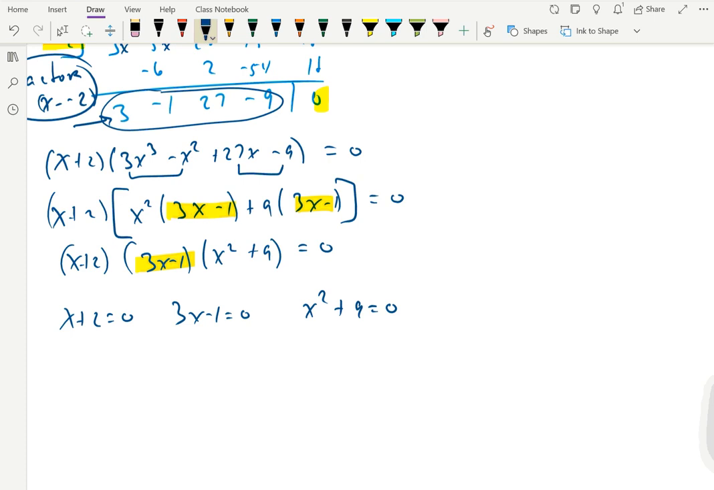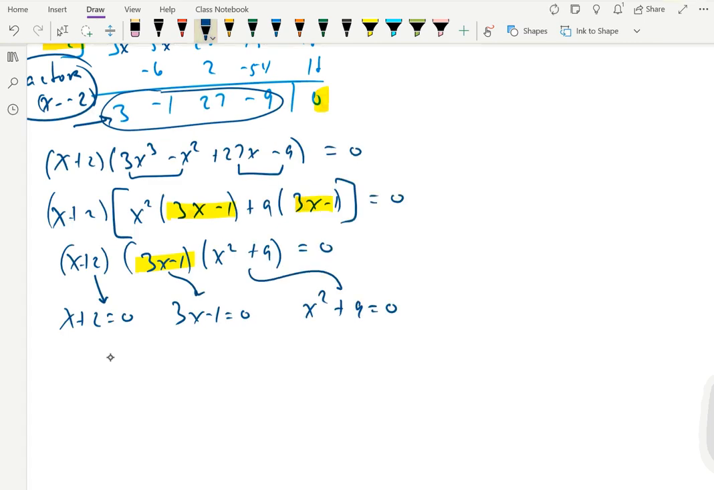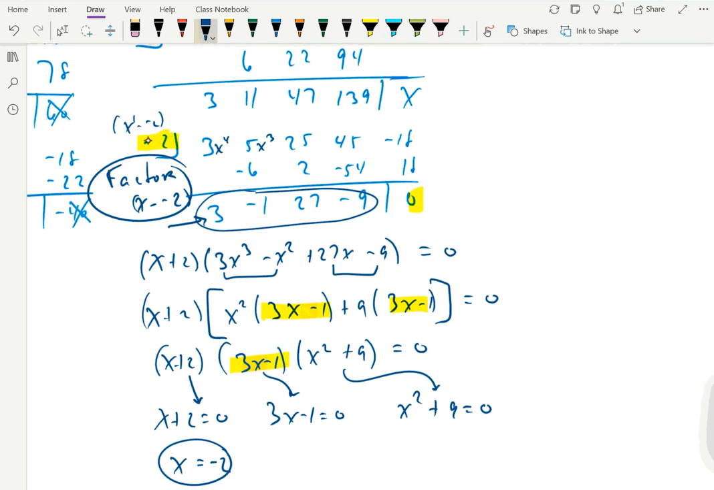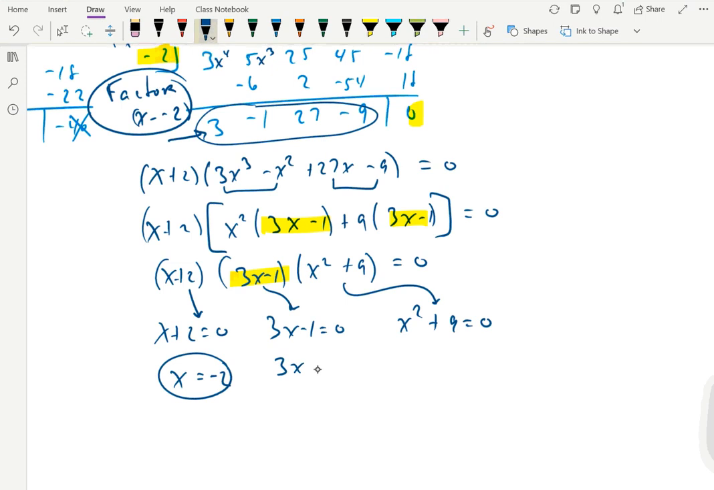Now that I've got it factored, by the zero product property, each of these factors can be set equal to 0. As I solve this, I subtract 2 from both sides. So one of my zeros is negative 2. No big surprise, that's what we had found up here. This other expression, I would add 1 to both sides, so 3x equals 1. And if I divide by 3 on both sides, I end up with x equals 1/3. So now I have one negative real solution and one positive real solution.